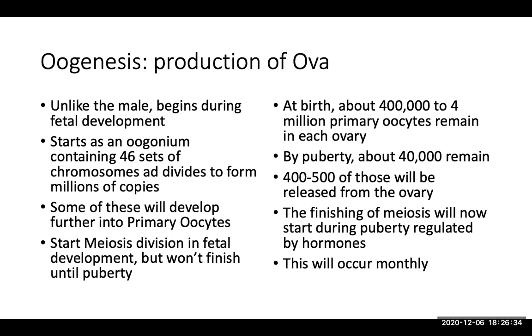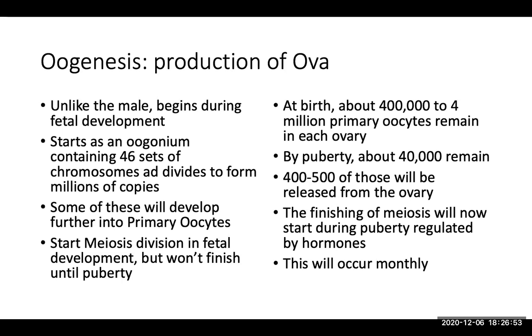Oogenesis then is the production of the egg, the ova. Unlike the male, it begins during fetal development. So females that are developing in the womb will have their number of eggs already. It starts as an oogonium containing 46 sets of chromosomes, and it divides to form millions of copies.